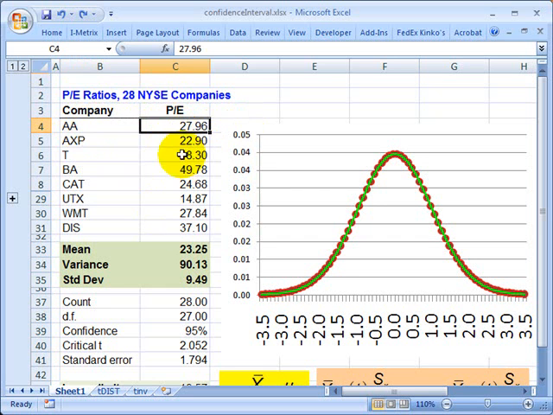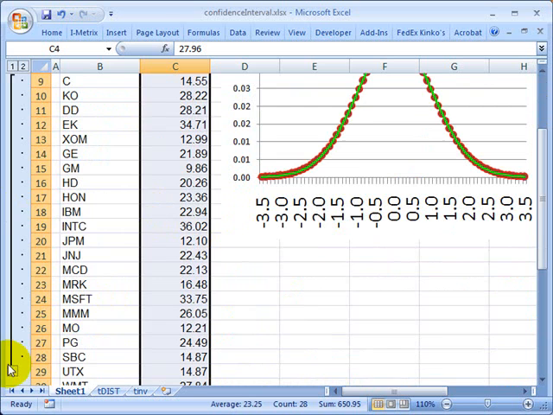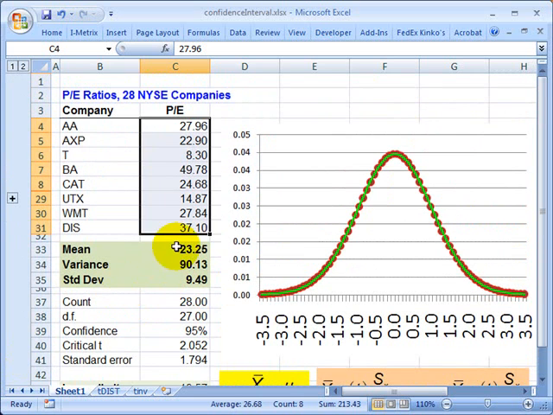So I've got a company and a PE ratio. What I have here is a single column of PE ratios. There's 28 companies. I collapsed in the middle just to make the data set smaller and more manageable. You can see I'll expand there. So we really do have 28 companies in there.